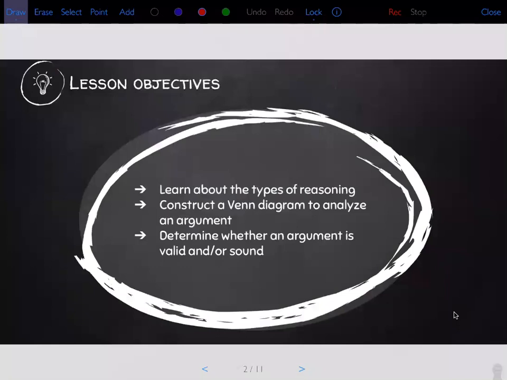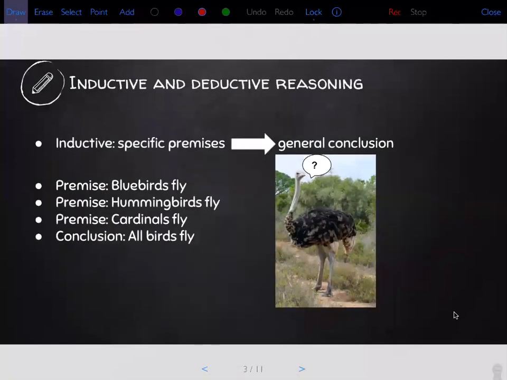So this is kind of what we talked about at the very end of the last section in Venn diagrams when we were constructing categorical propositions. We're going to do something really similar in order to analyze arguments. They're going to give us some sort of a statement, and we're going to build a Venn diagram that represents that statement. And then we can go on to see whether or not that statement is valid or sound. We'll talk about what those two terms mean in just a moment. First, let's talk about inductive and deductive reasoning.